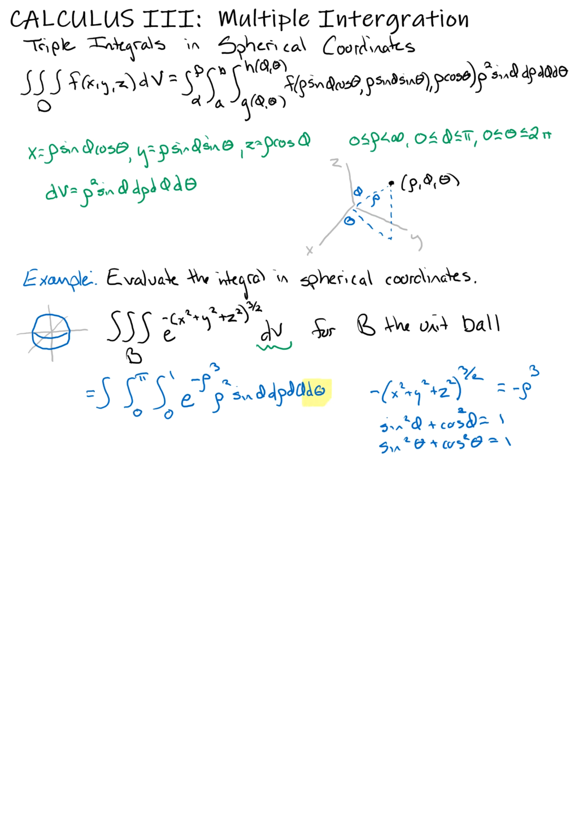And finally, theta, all the way around. It's not half of the sphere or just a portion of it. It's going to go all the way around, and so that's 0 to 2 pi. And so now I think we are ready to integrate. We're going to start by integrating with respect to rho.